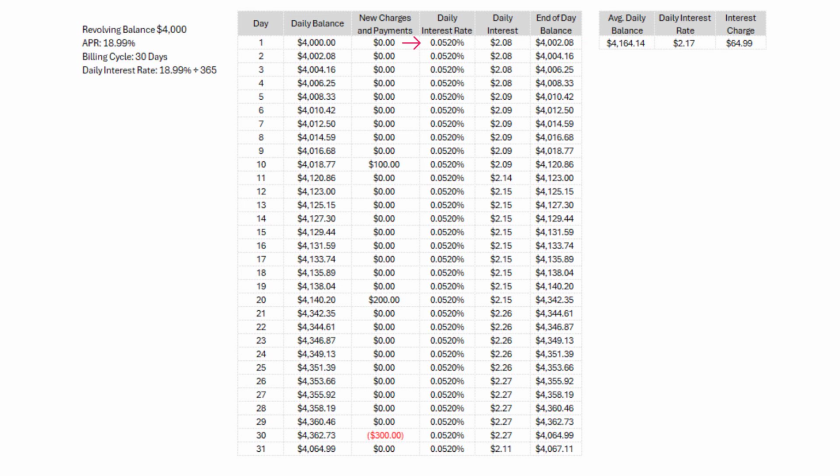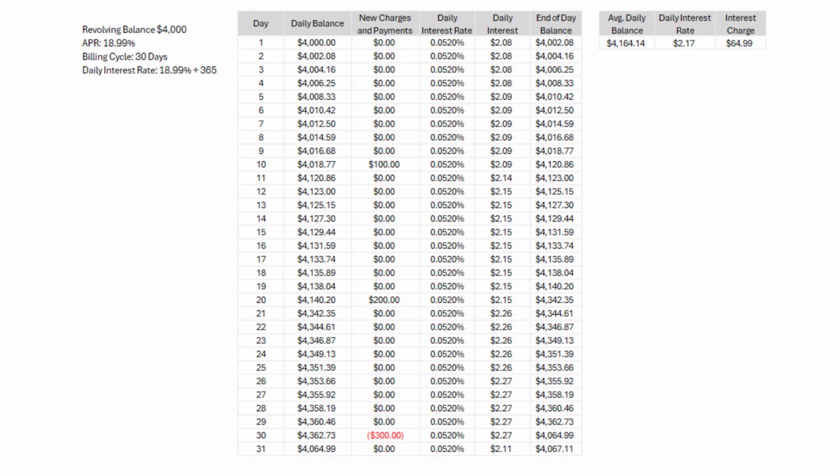Additionally, the daily interest rate is used to calculate the interest charge for the billing cycle by multiplying $4,164.14 by 0.0520%. This results in $2.17, which is then multiplied by 30 days. This equals $64.99 in interest charges for the billing cycle, which are added to the daily balance on day 31, the beginning of a new billing cycle. Please note that if you add up the daily interest charges from day 1 to day 30, you will get the exact same result as the interest charges for the billing cycle.